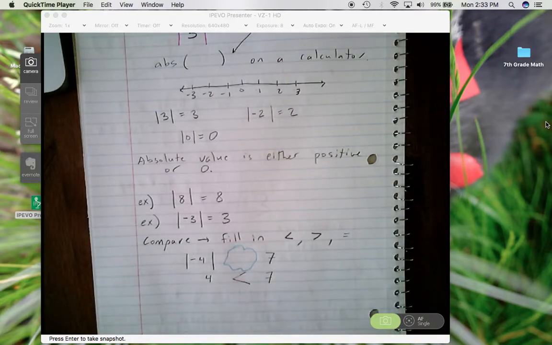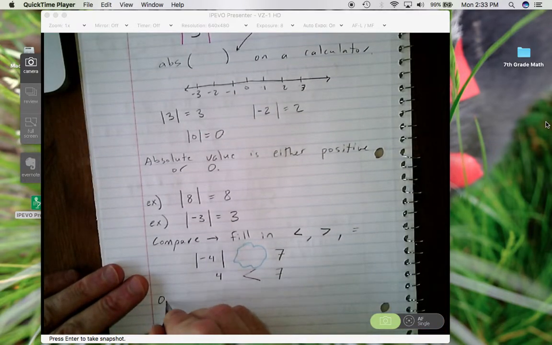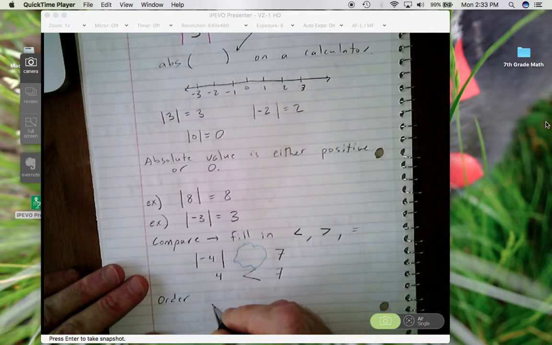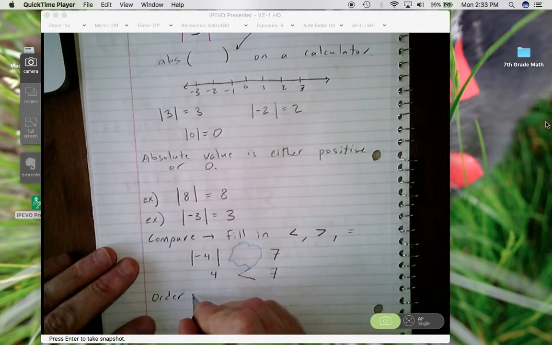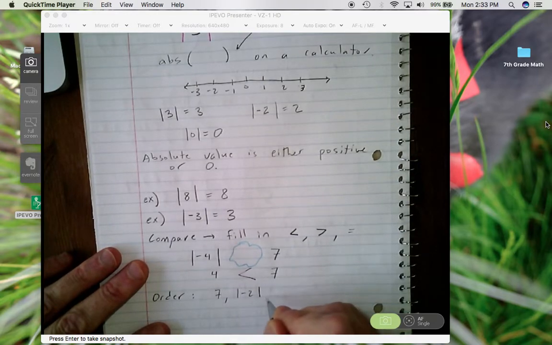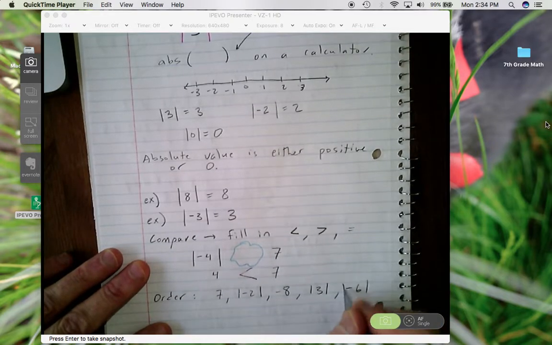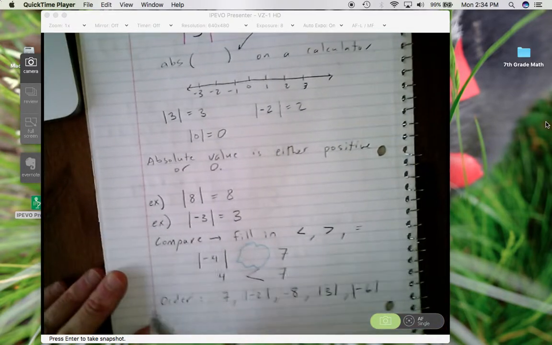And then here's the second to last thing. We're going to put some things in order here. It's just a list of numbers, and all you'll need to do is figure out what these absolute values are equal to, and then go ahead and put the numbers in order. Okay, so here's an example.